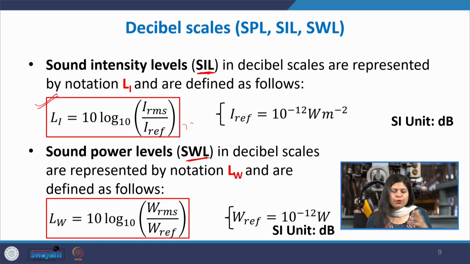Any kind of machinery source. So, both SPL and SIL are dependent on the location, but sound power level is actually a characteristic of the source that is producing it. As the terminology suggests, it is the level of the sound power, and sound power is independent of the measurement location, as already discussed in previous lectures. It is defined as 10 log 10 of W RMS by W reference, where this is the reference, and because these are logarithmic scales, they have the unit dB.